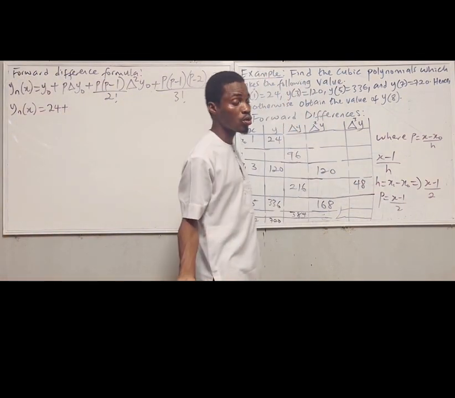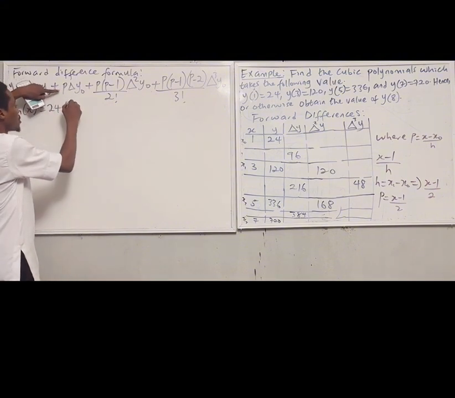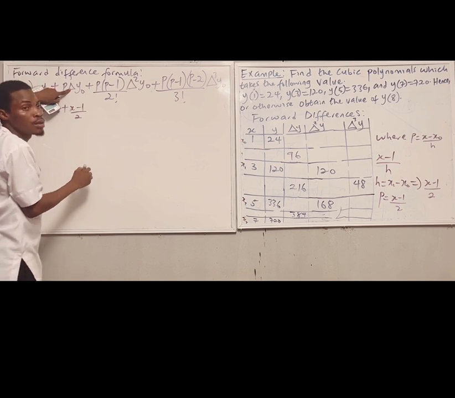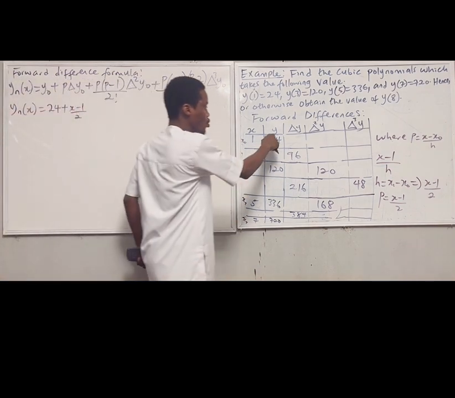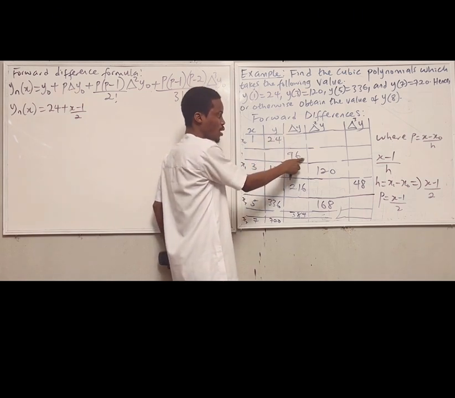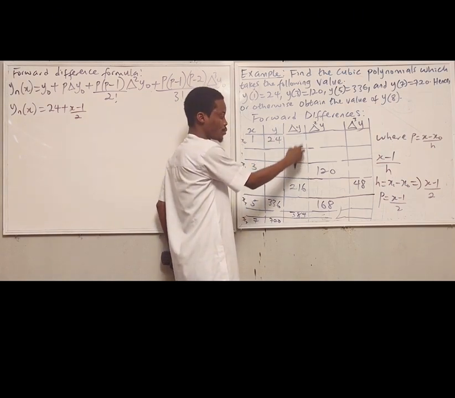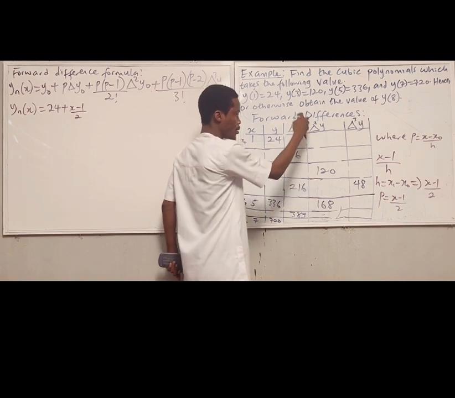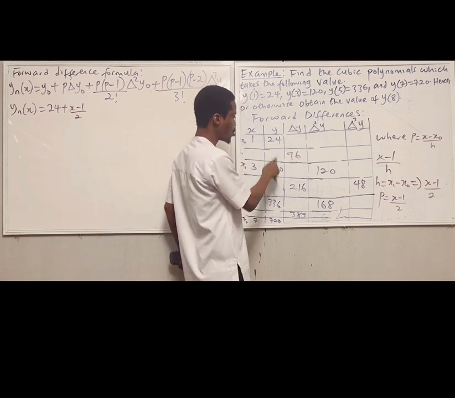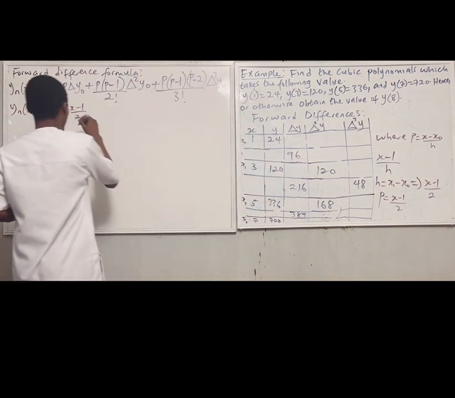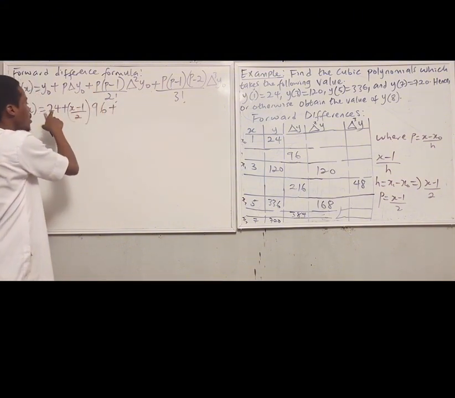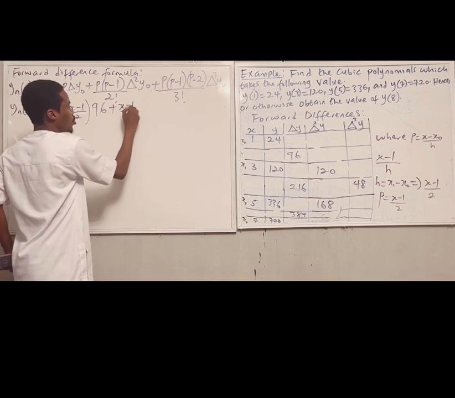Since I want to get my cubic polynomial, I'm going to have plus s minus 1 all over 2. Then the changes in y naught. You know that we find the changes there, the difference between 120 minus 24. The first change in y naught is 120 minus 24, which is 96. So I'm going to have s minus 2 multiplied by 96 plus p. What's my p? S minus 1 all over 2.